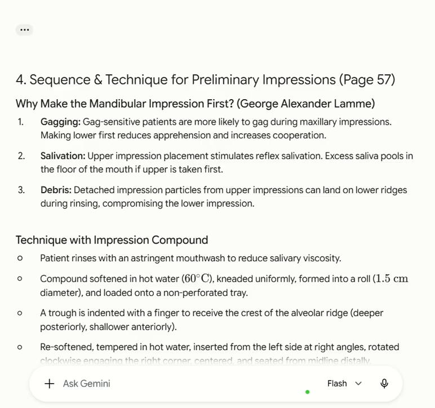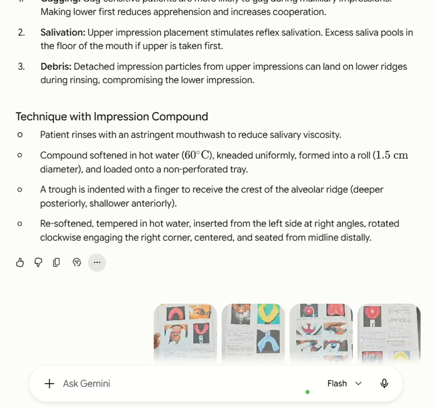Technique with impression compound. Patient rinses with an astringent mouthwash to reduce salivary viscosity. Compound is softened in hot water at 60 °C, kneaded uniformly, formed into a roll 1.5 cm in diameter, and loaded onto a non-perforated tray. A trough is indented with a finger to receive the crest of the alveolar ridge, deeper posteriorly, shallower anteriorly. Resoftened, tempered in hot water, inserted from the left side at right angles, rotated clockwise engaging the right corner, centered, and seated from midline distally.